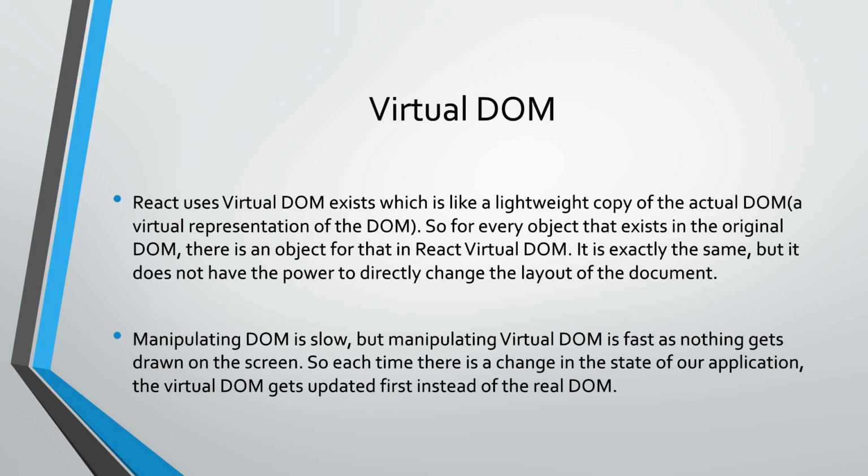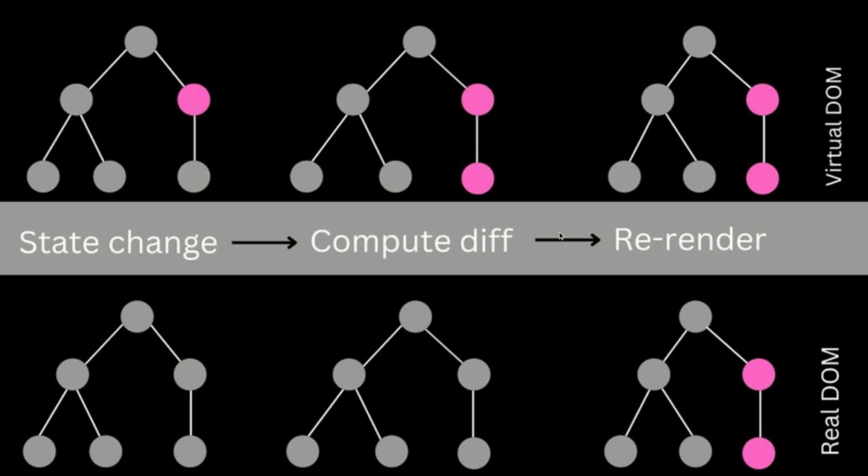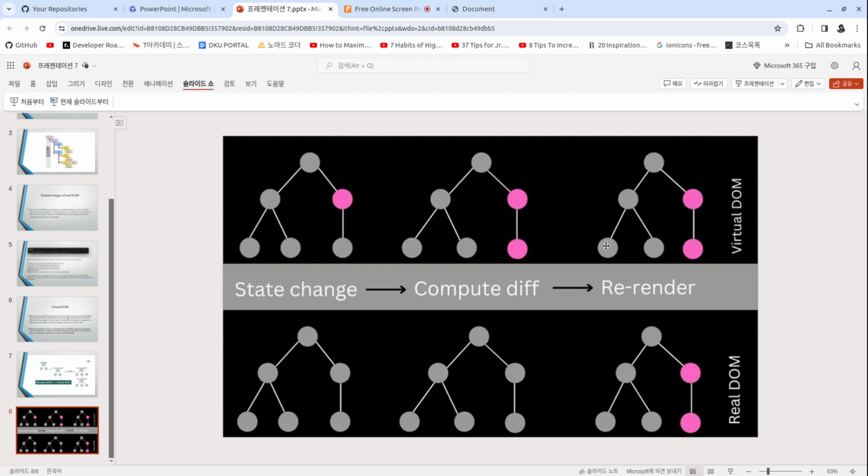Each time there is a change in the state of our application, the virtual DOM gets updated first instead of the real DOM. So this is an example of it. Here's the old virtual DOM. It compares it, it uses the diff algorithm, and it re-renders it. So there's reconciliation. Reconciliation is basically reconciling the virtual DOM and the DOM.